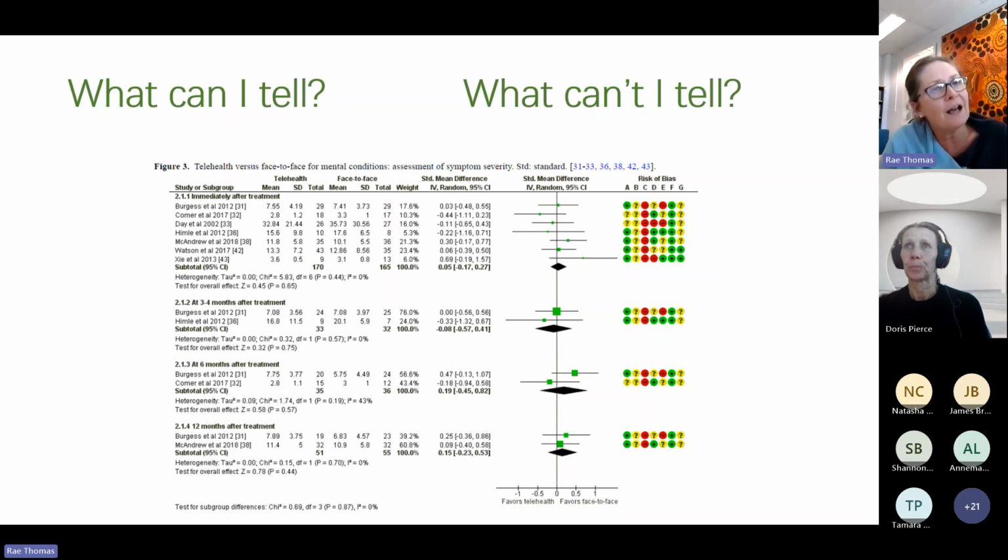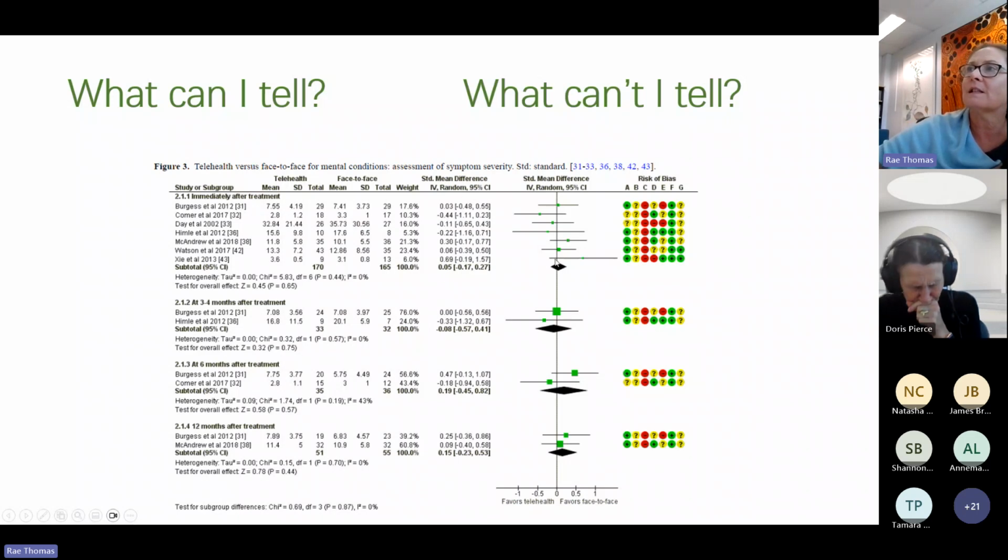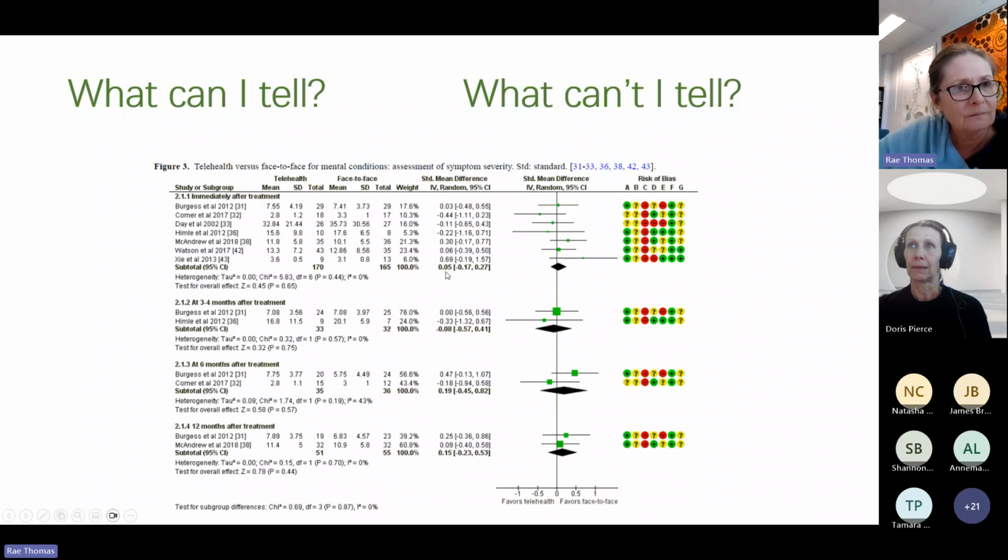But what it can't tell me, and what is important clinical information, is this. Let's go with the top group, the top diamond here. The standardized mean difference in that pooled effect is 0.05. The mean difference between those two groups is 0.05. What it can't tell me is whether that is clinically important. It's so small, it's likely not. And that's fine for this answer.